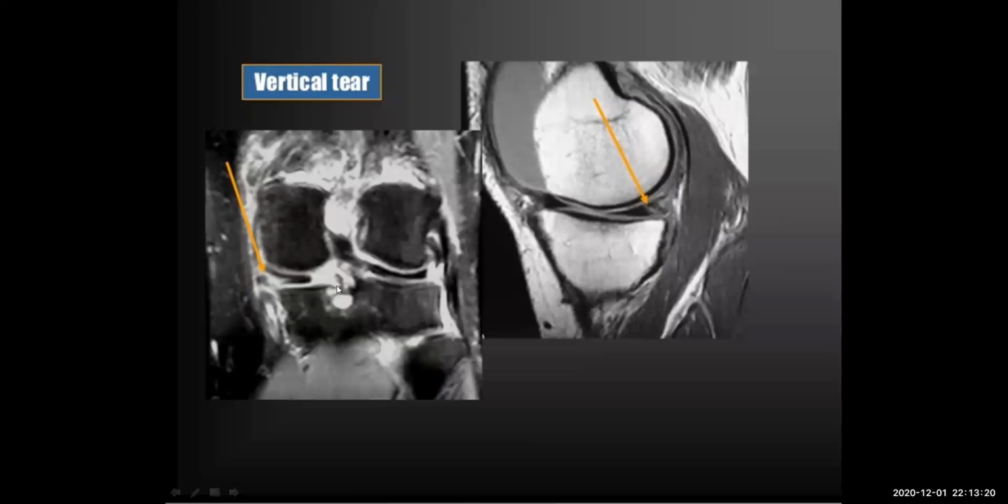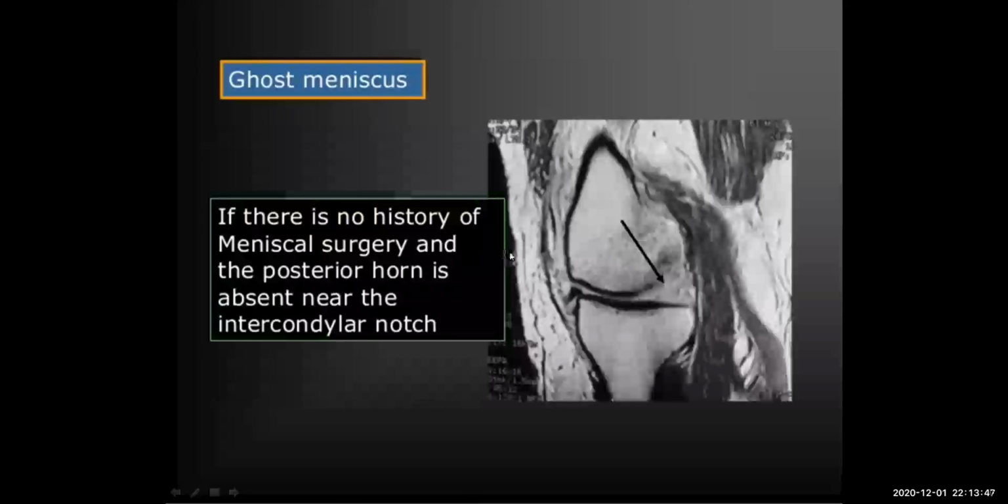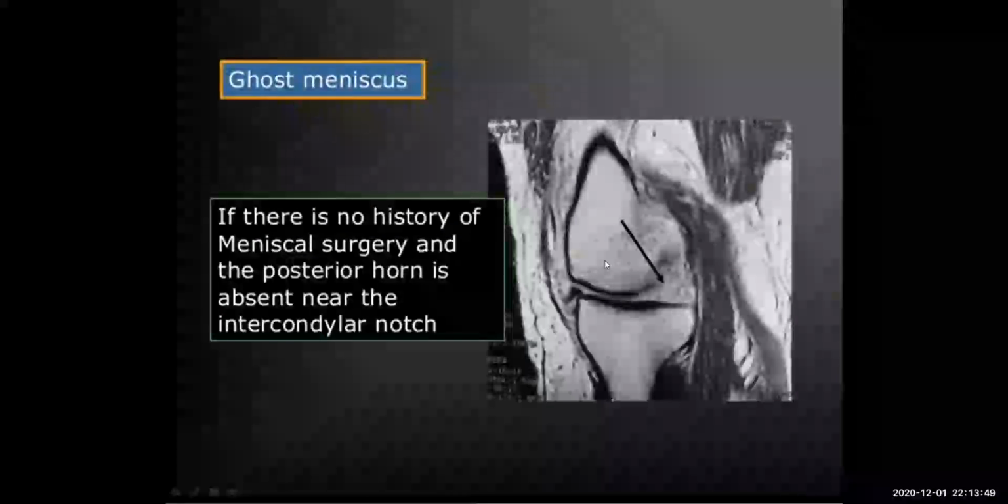Especially now with the coming concept of a posterior root tear, gaining popularity in the trend of repair and reconstruction, and usually the best cut to see the root tears will be on the coronal. So this is the vertical tear seen on the sagittal and the coronal. So what is a ghost meniscus? Ghost meniscus is simply absent.